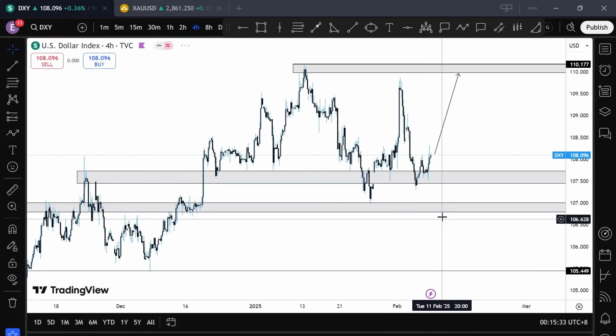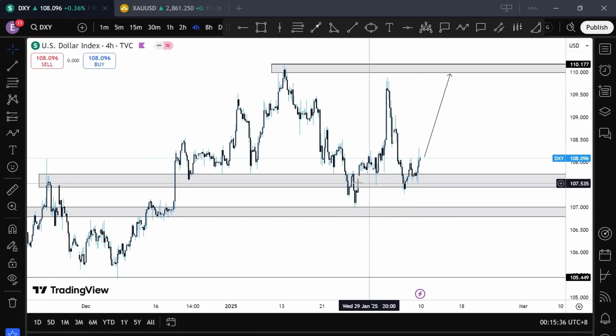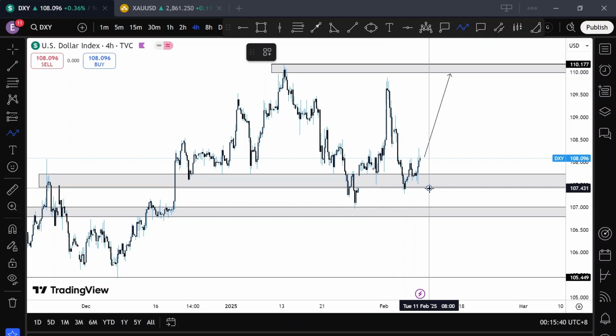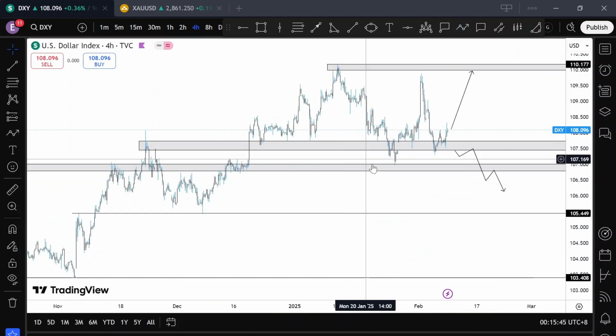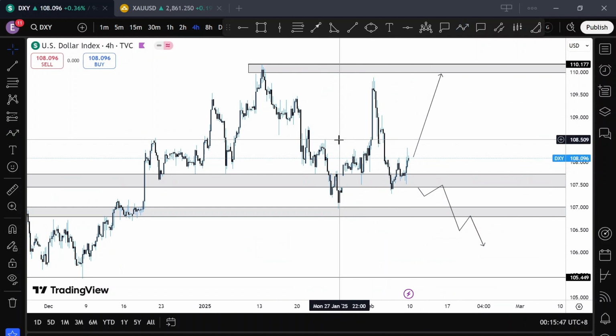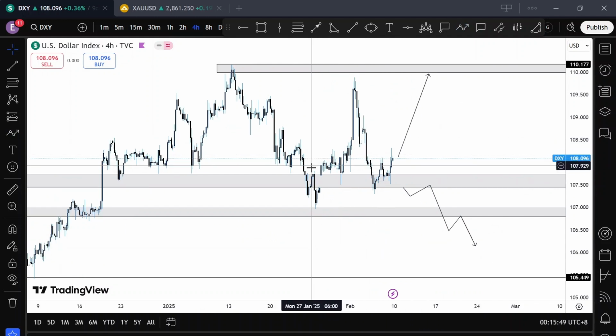So the only reason I'll start looking for sell opportunities is if price starts breaking below these regions here, break this region, retest it, then we might start seeing a different wave here on the DXY. Okay, that's that for our weekly outlook this week.